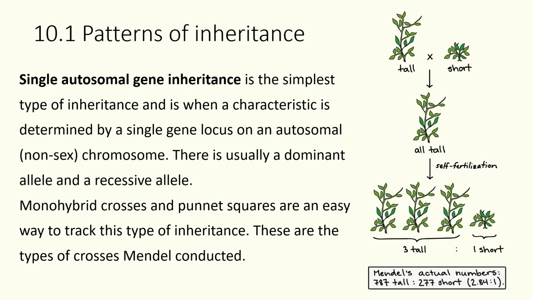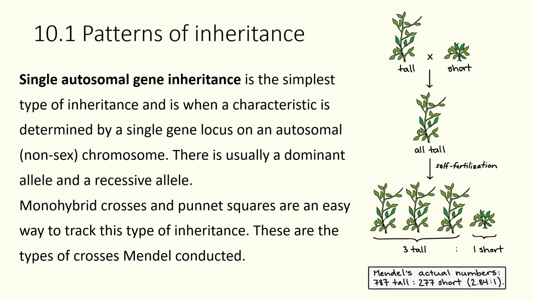You can see we've got a tall plant and a short plant here. Tall being a dominant trait and short being a recessive trait. So when we breed those two homozygous individuals, tall and short in terms of their alleles, we end up with a whole bunch of heterozygous tall plants. So they're tall-short in terms of their genotypes, and their phenotype is tall. If we then self-fertilize that plant, the result is 3 tall individuals, 1 short individual.